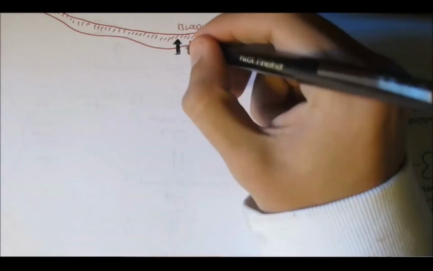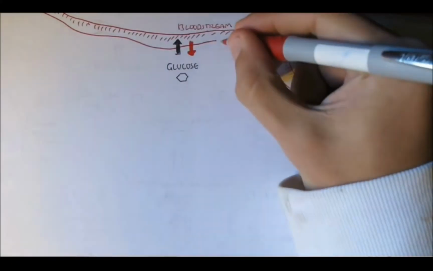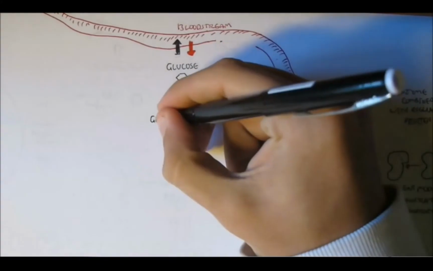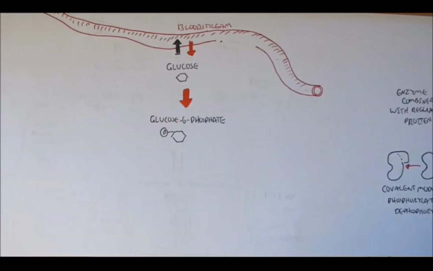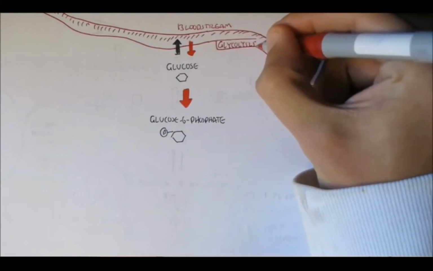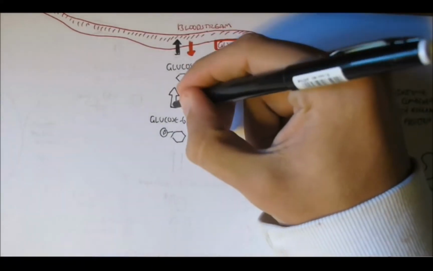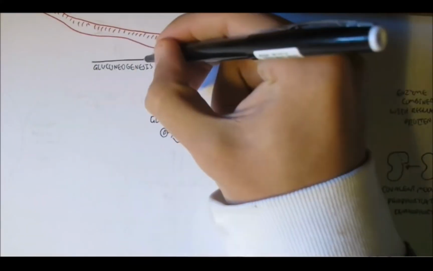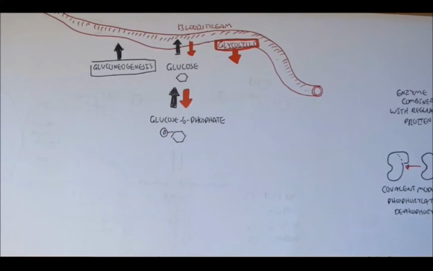So glucose can be taken up or put out to the blood to regulate blood glucose levels, for example from the liver. Now glucose converts to glucose 6-phosphate. The red arrow indicates the progression of glycolysis. Glucose 6-phosphate can convert back to glucose with a different enzyme, and the black arrow indicates gluconeogenesis. So next, glucose 6-phosphate can convert to fructose 6-phosphate.